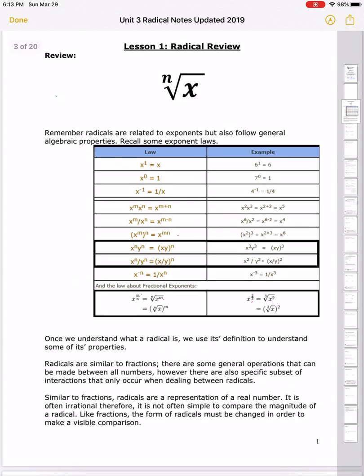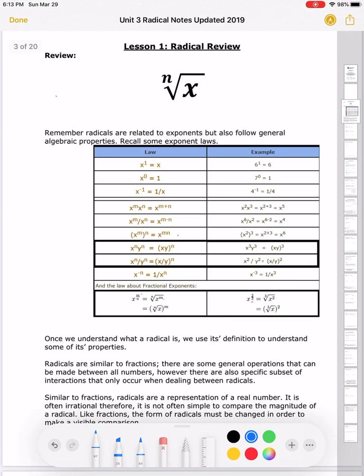First thing we're going to do is a little reviewing of our radicals from math 10C. We learned all that stuff about exponent laws, and you use them a lot in this unit. So first of all, what is a radical? Well, here's an example. This whole thing would be a radical.